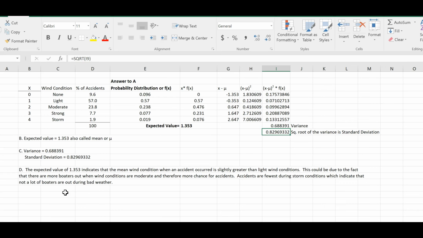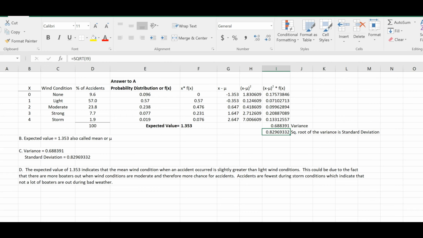Again, this is kind of interesting. Most people think most accidents happen in a storm, but the reality is that there are a lot more boaters out during nice wind conditions versus in storm conditions. Everyone knows to come in and stay off the water. And so that would be something the data would show that may be counterintuitive to some folks.